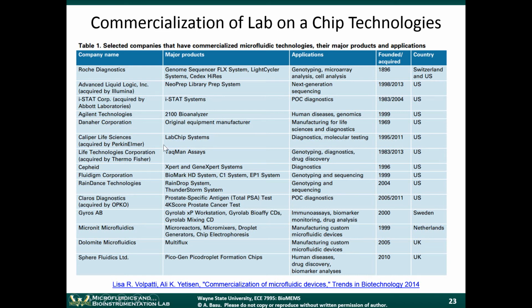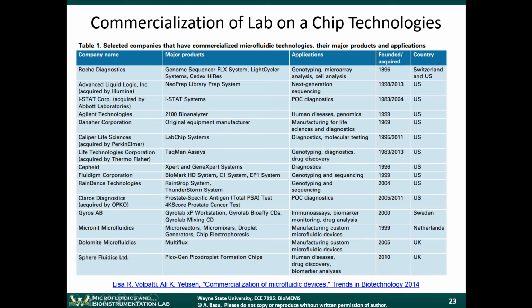One of the earliest companies in microfluidics was Caliper Life Sciences. They made lab-on-a-chip systems for diagnostics and molecular testing. A lot of electrophoresis systems. They were one of the earliest companies. They were later acquired by Perkin-Elmer. So they started in 1995. As I told you, the microfluidics field also started off in the early 90s, early to mid-90s.